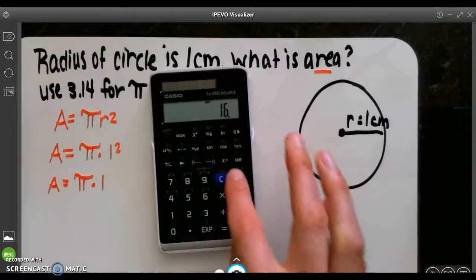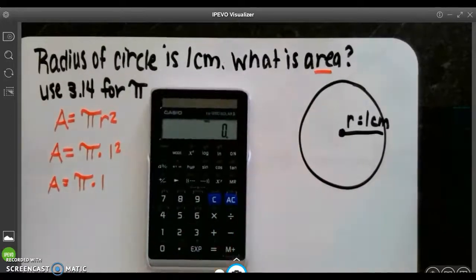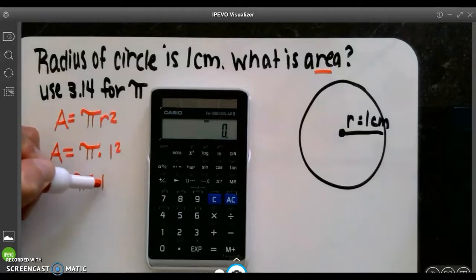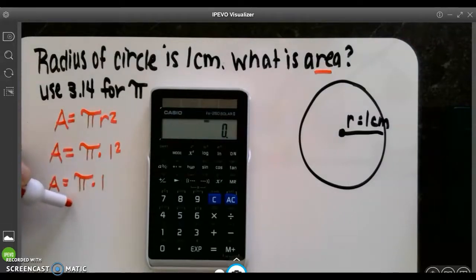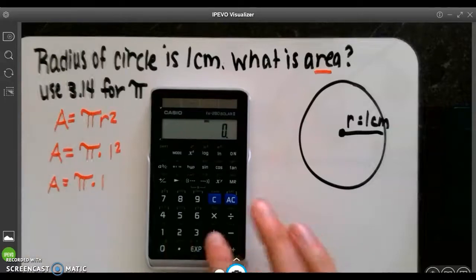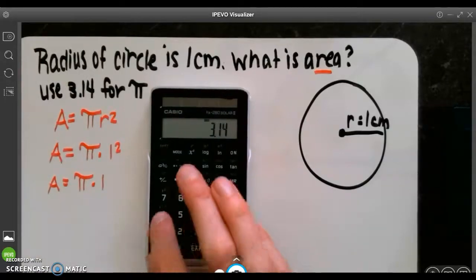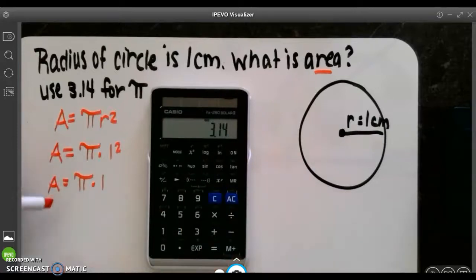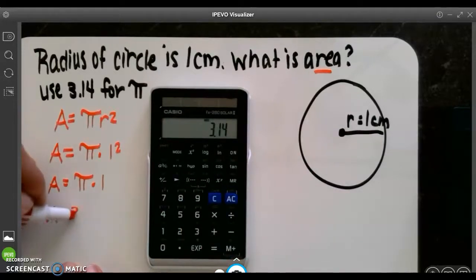So then I'm going to use 3.14. If you have a scientific calculator and you have a pi button, do not use the pi button. You could get a different answer. The bigger number you have for a radius, the more likely your answer is going to be different. So just stick with using 3.14 for IXL. So 1 times 3.14 is 3.14. So area equals 3.14.